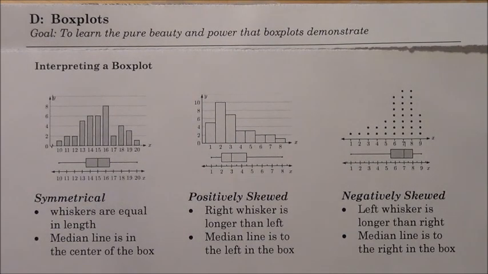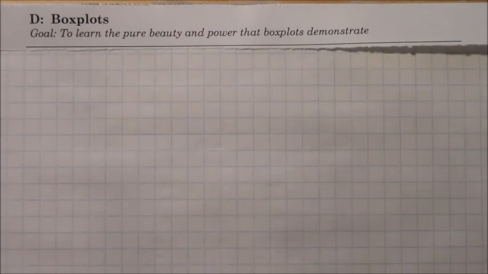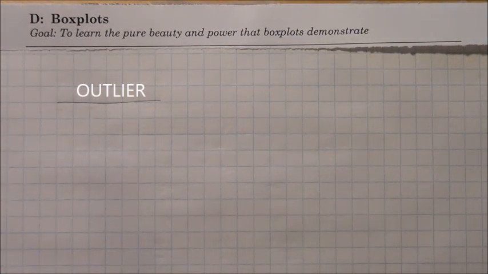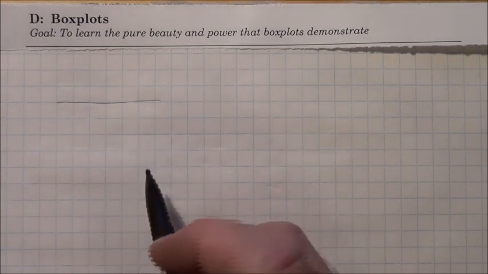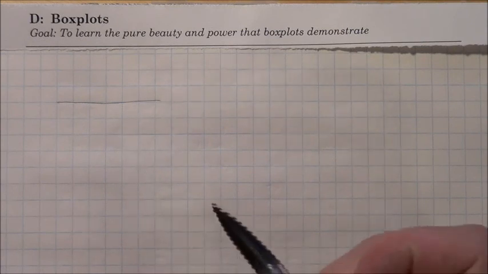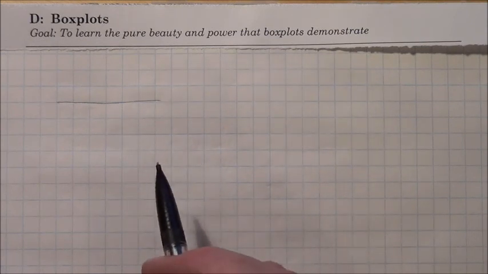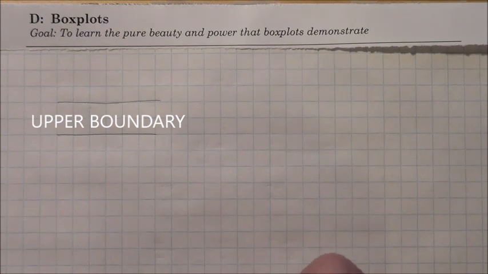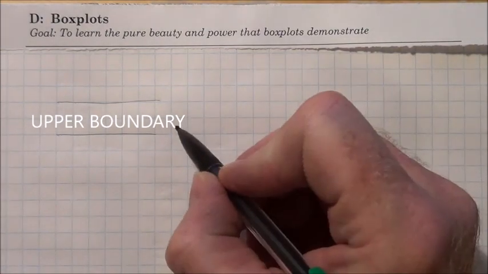Okay, so the one thing that I did mention before is the word outlier. If we happen to have large values or small values, we want to see if these large values or small values are actually outliers or not. So what we're going to do is a check. Before we actually draw the box plot, we want to check to see if any of the values are outliers by looking at what's called the upper boundary or the lower boundary.